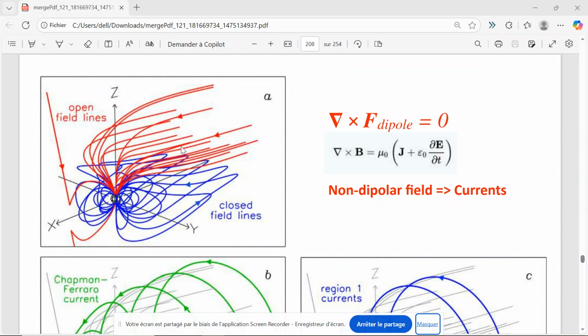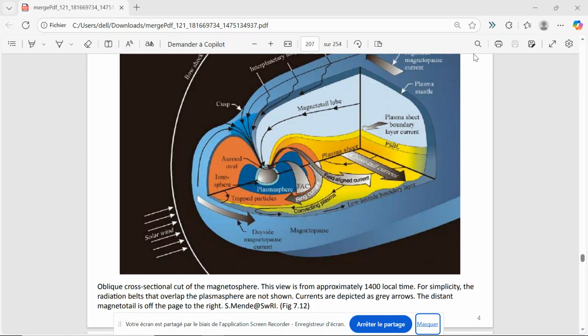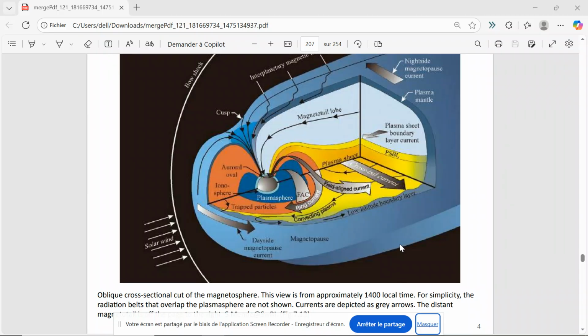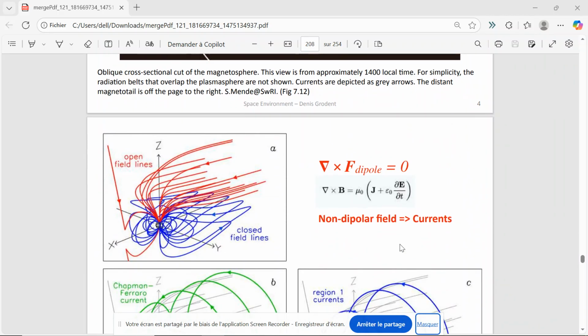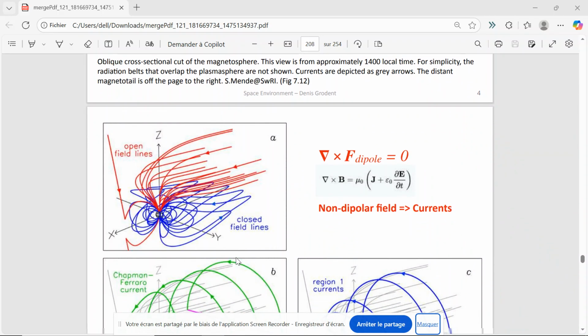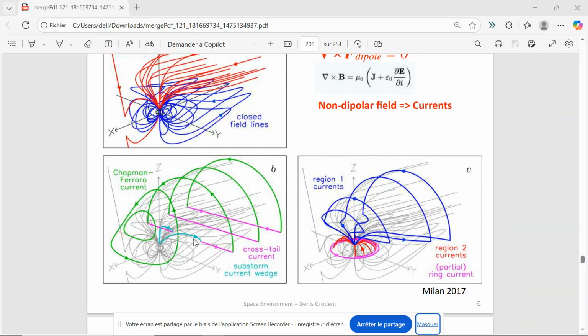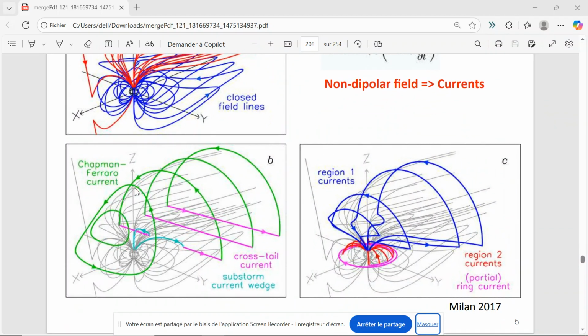So there are the open magnetic field lines of the Earth. In reality, they are not open. They reconnect very far away, where we have a magnetic reconnection exactly like what happens on the Sun, liberating high energy, pushing the plasma in the direction of the Earth or not. So as explained here, the curl of the magnetic field is different from zero. Plenty of currents are generated. So we got the Chapman-Ferraro current, the cross-tail current, etc.